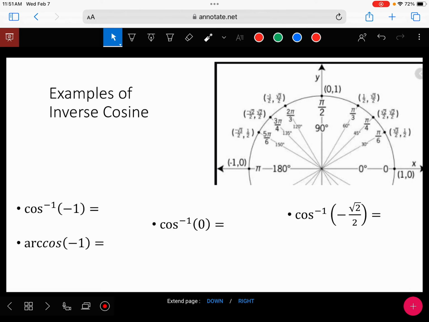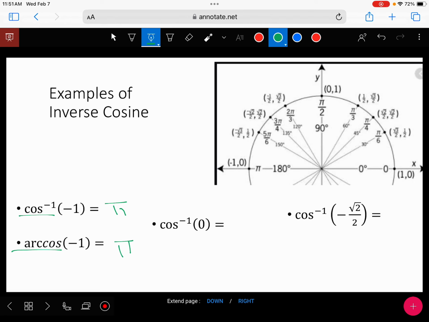What do we get for inverse cosine of -1? Pi? Yep. We're looking in quadrants 1 and 2, so we can cover up the bottom half, where our x coordinate is -1. That's going to happen right at pi. So what about arc cosine of -1? Pi, yep. Remember, arc cosine and cosine to the -1 both just mean inverse cosine for us. That means the same exact thing.